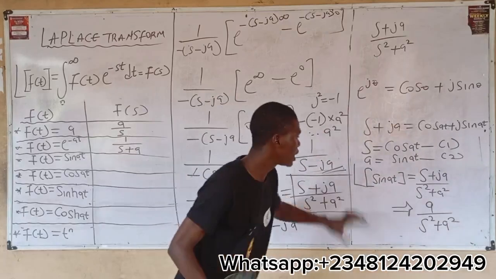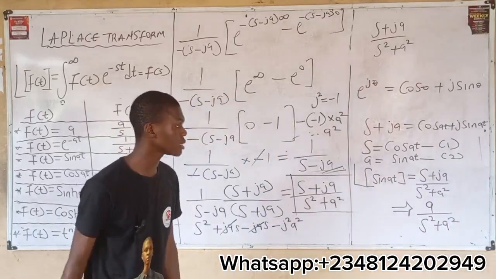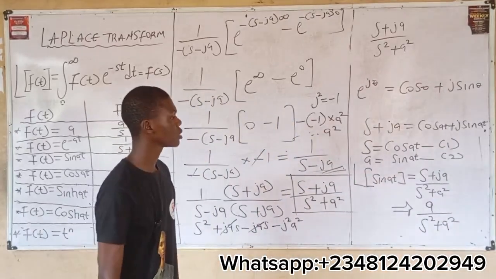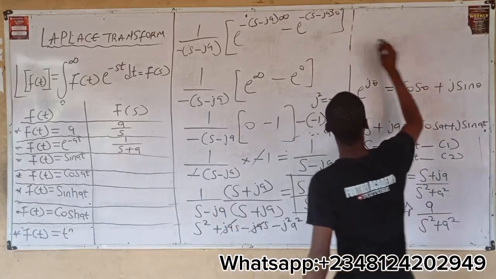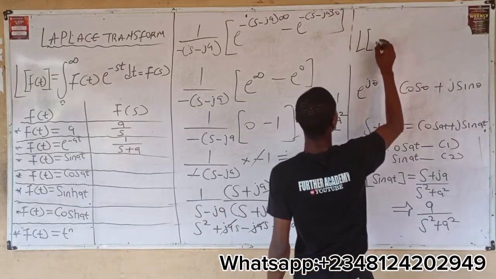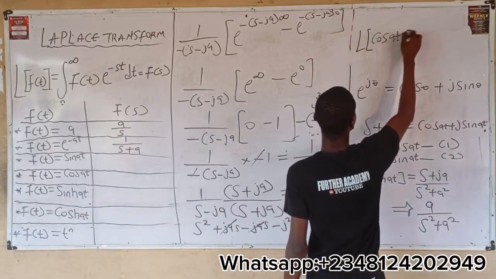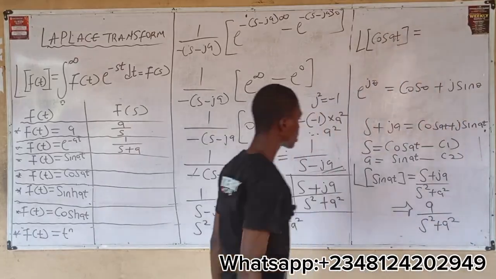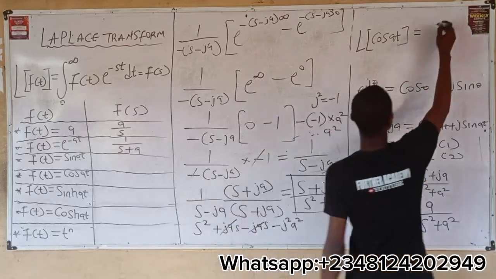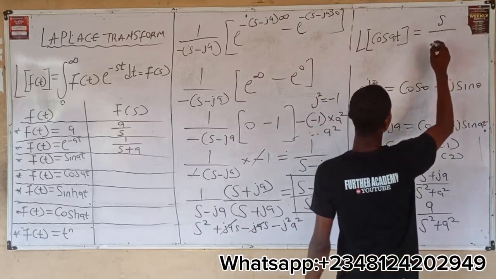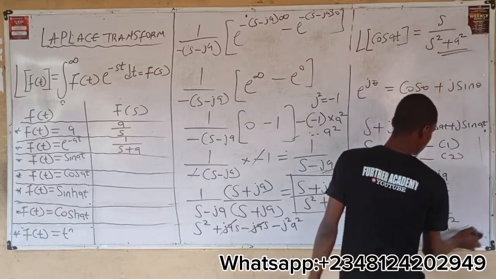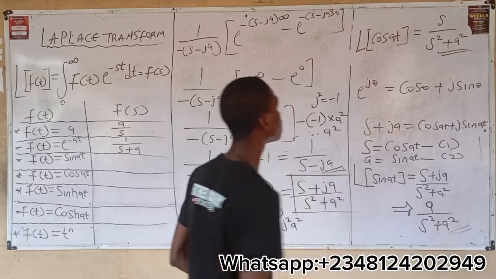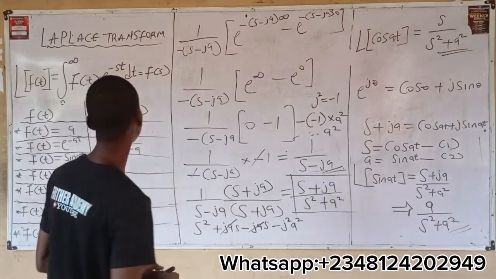Now, with this idea, the Laplace transform of cos at becomes what? That's correct. Meaning the Laplace transform of cos at becomes what? S over s squared plus a squared.